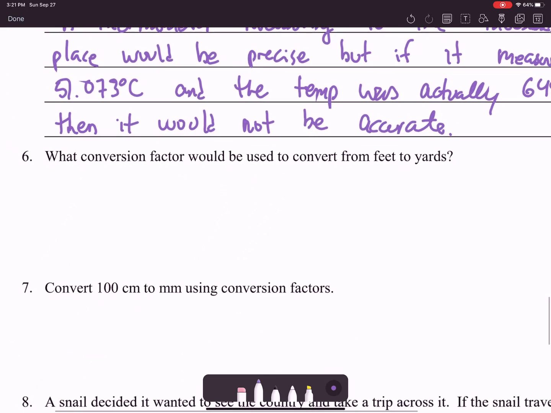What conversion factor would be used to convert from feet to yards? So if we're going from feet to yards, we want to cancel out the feet and end up in yards. So in order to do that, we would have to have feet on the bottom of the conversion factor and yards on the top. And so 1 yard per 3 feet.